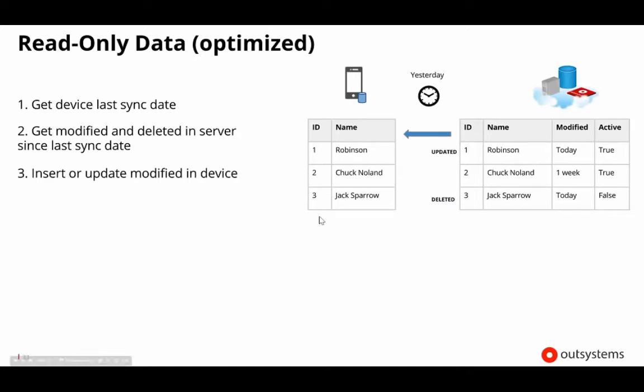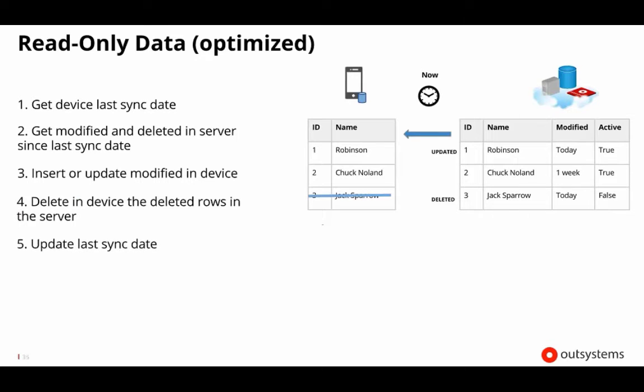Next step will be to insert or update the modified data in the device. Probably this was a little bit fast, so we can go back a little, and you can see that Crusoe has now changed to Robinson. Next step will be to delete in the device the rows deleted in the server. So Jack Sparrow is a good candidate to be deleted because he was deleted on the server. And then the final step is to update the last sync date. See that the date is now set to this current instance.